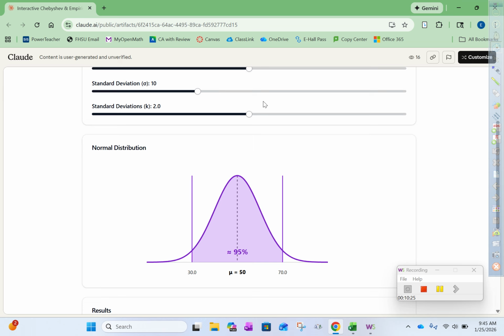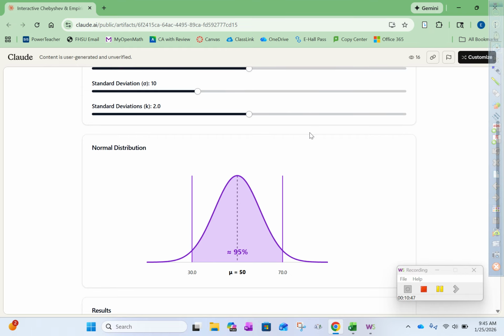Okay, you'll notice with these, this slider here, it goes from 2 to 3. It is undefined in the middle here because with the empirical rule, we're looking at exactly 1, 2, or 3 standard deviations above or below the mean.